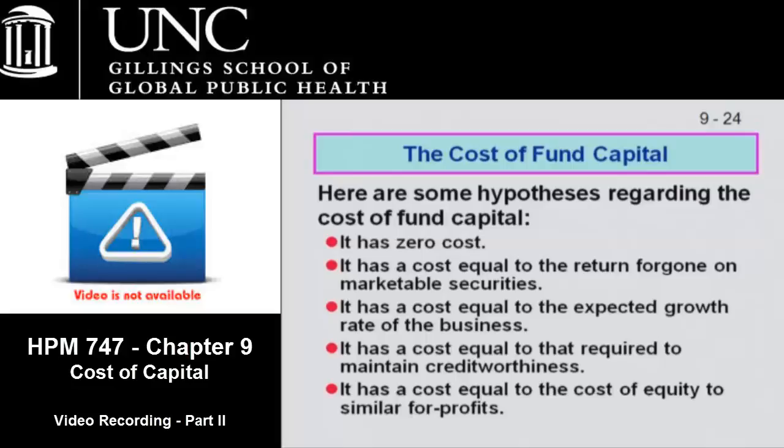So the point you're making is that unless the return on equity matches the growth rate of the business, I mean, think about it for a second. If the growth of your services is 5-6% per year, and you're getting 1% return on your equity, what's going to happen 10 years from now when you need to build a new building? You're going to have way more business than you have money to pay to expand your business. So this is a pretty powerful argument, in my view, having a rate of return equal to the expected growth rate of the business. The next one, a cost equal to that required to maintain credit worthiness.